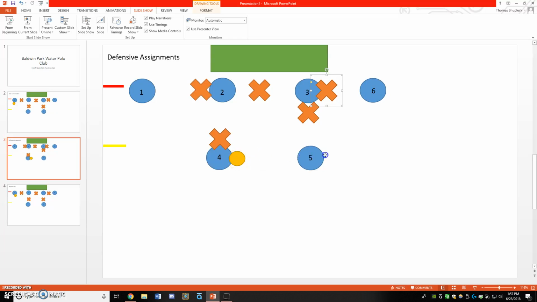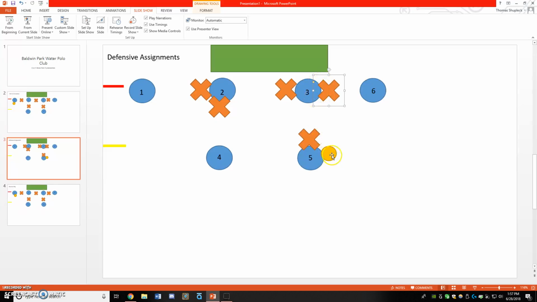Ball moves here. This defender goes back. This defender slides over. This defender comes up. This defender plays right here. They really don't move. Ball comes here. It's a 6. This defender comes out. This defender goes back, etc.